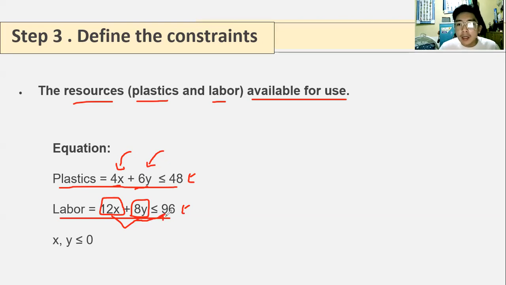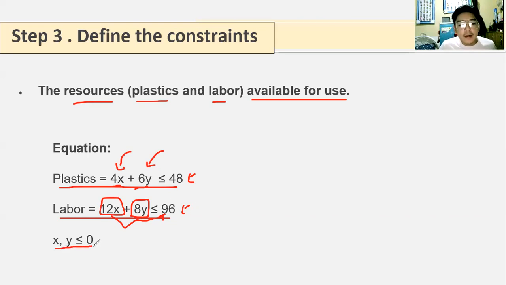Again, why? Because they only have 96 hours of labor, and producing printers that require more than 96 hours of labor is not possible for them because they don't have enough time. They could also be equal to 96 because they could actually use all of those 96 hours that they have. That's why the labor for the HP printer and the Canon printer, when summed up, should be less than or equal to 96 hours. Okay, so that's the equation for the labor.